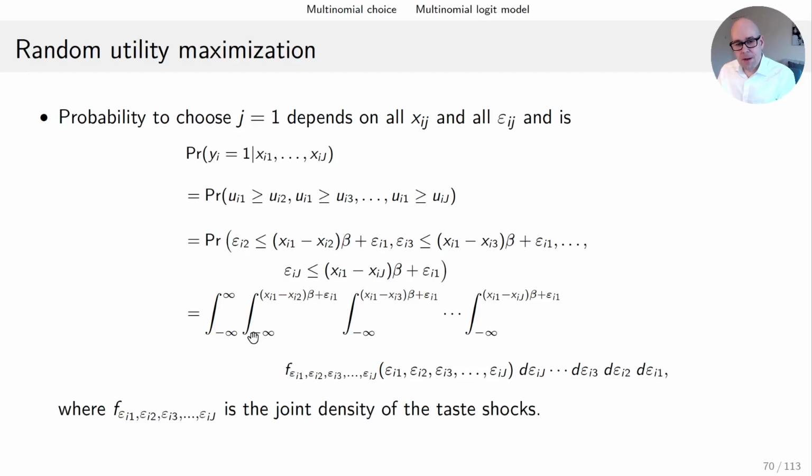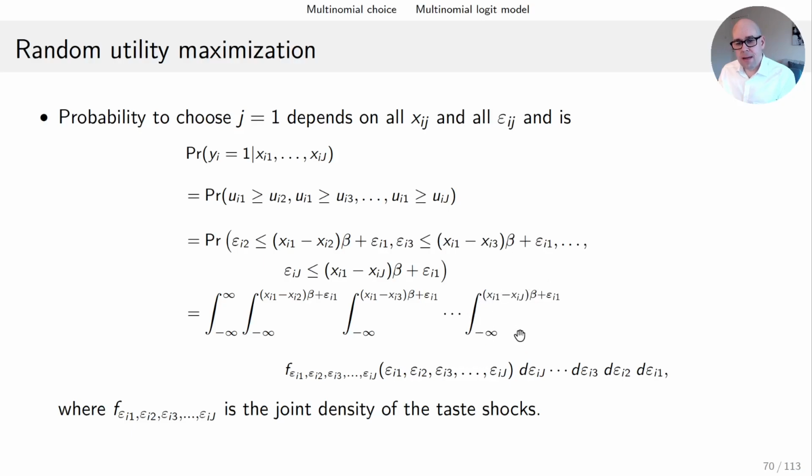But let's first look at the capital J minus 1 dimensional integral here. Here I'm always going from minus infinity up to, and here this quantity here is exactly what I had here. Okay, so xi1 minus xi2 times beta plus epsilon i1. So epsilon i2 has to be less than or equal to that. So I'm going from minus infinity for epsilon i2 up to that value. This is just representing this inequality. This integral here is representing the second inequality, and so on.